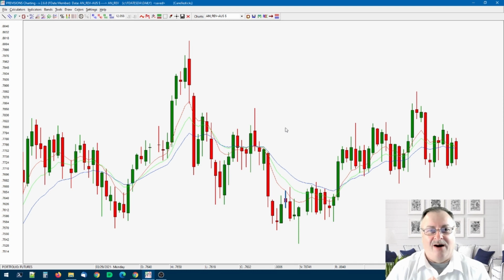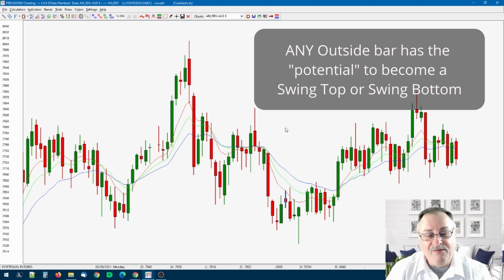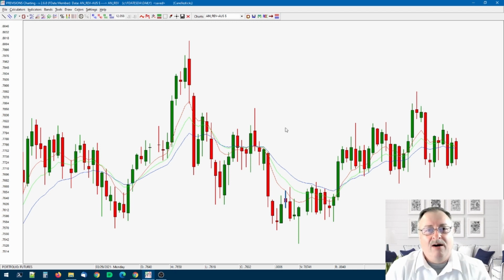What about outside bars? Outside bars have a higher high and a lower low. Can you guess what potential an outside bar has? Well, if you said they have the potential to make either a swing top or a swing bottom, you would be correct. Higher high bars have the potential to become a swing top, and that includes, of course, the outside bar because it has a higher high. Lower lows have the potential to become a swing bottom, and that also includes an outside bar because it has a lower low.